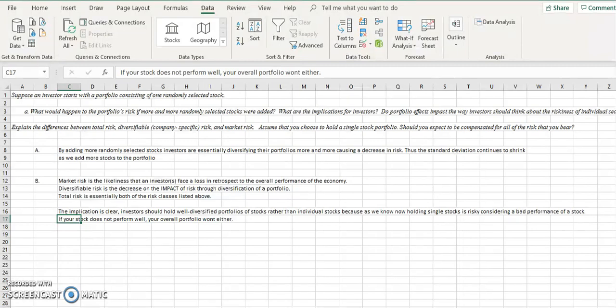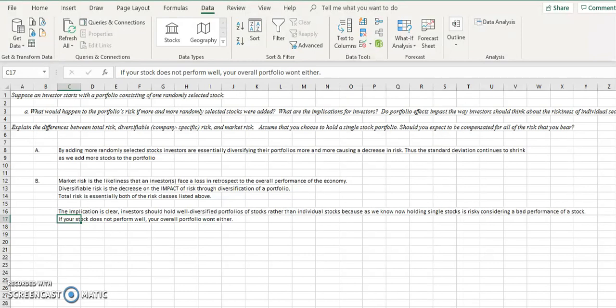Moving on to part B, we were asked what were the differences between total risk, diversifiable risk, and market risk. Market risk is the likelihood that an investor or investors face a loss with respect to the overall performance of the economy, whereas diversifiable risk is the decrease in the impact of risk through the diversification of a portfolio. Total risk is essentially both of these combined.